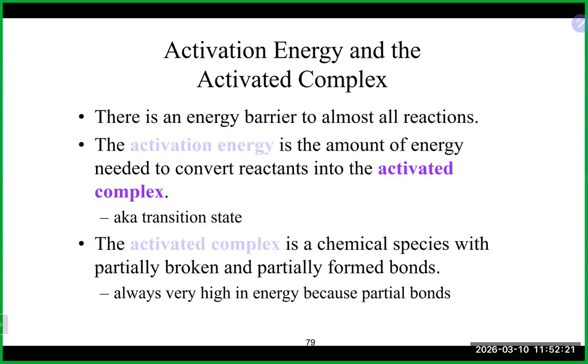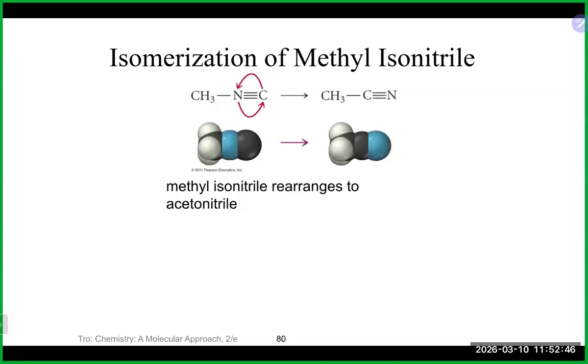Now, one of those things that happen on that activation energy again is the activated complex or a transition state. And again, that is something with those partially made bonds, partially broken bonds that you get when you get to the peak of the energy for that particular reaction. This is very high in energy because it contains those partially broken bonds, partially made bonds.